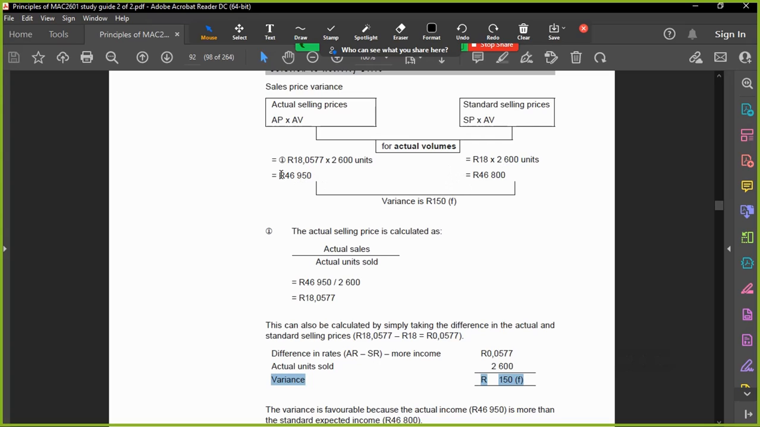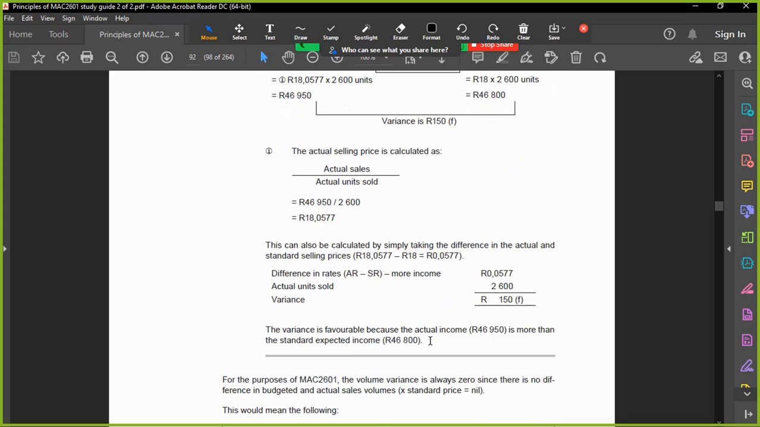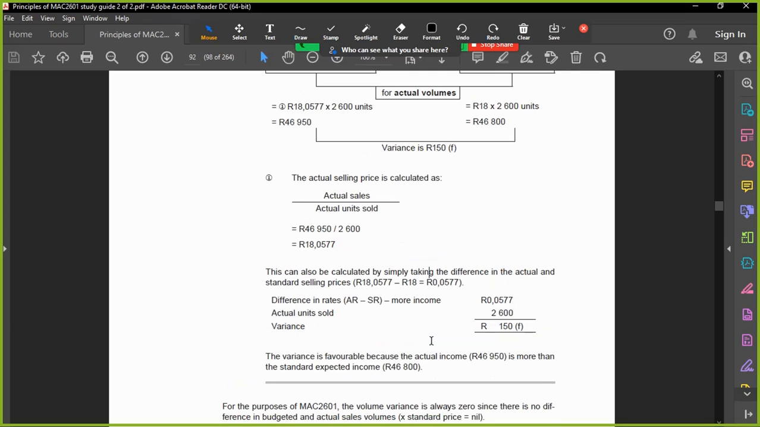The variance is just the totals. You can literally just show that: 46,950 less 46,800 gives you a variance of 150. I don't think you need to show all of this, but they have, which is fine. The variance is favorable because obviously you want your income to be more than what you expected.